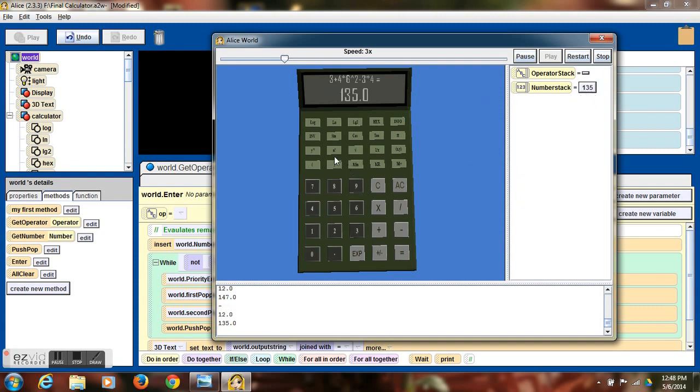So one problem we had with the calculator was that we could never get the parentheses to work because apparently we can't get Alice to create new methods while we're operating the world, so it's not happening. But one way we found around this is to add more variables before we open the world. However, that is limited and there's only so much we can add.